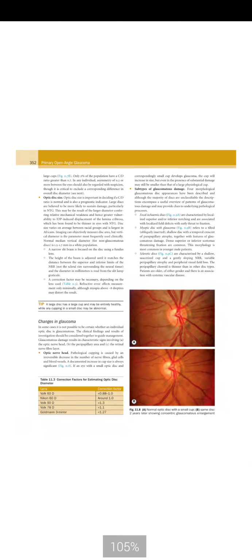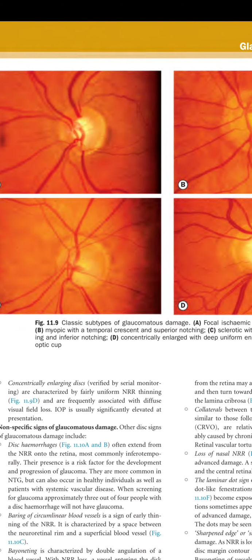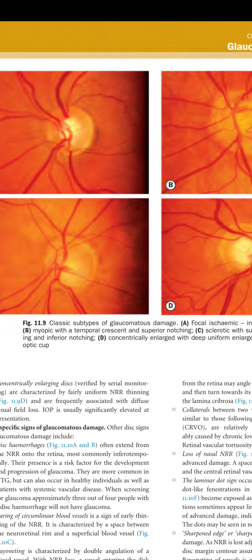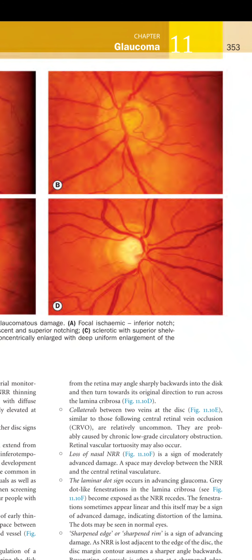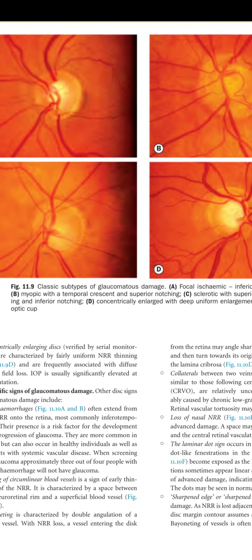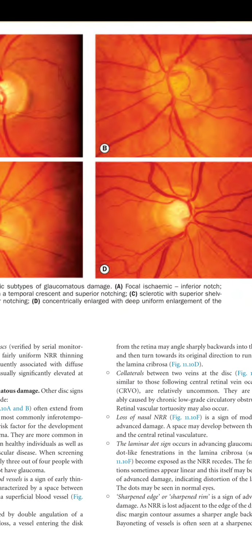So you can see this figure here. A is showing focal ischemia, with an inferior notching like this. You can see that there is a little bit of notching. B is showing a myopic disc with a temporal crescent and superior notching. It is a slightly tilted disc with not very distinct margins, and you can see a superior notching that is present here, which is not very clear, and an inferior notching as well.